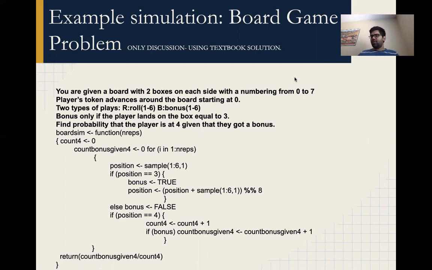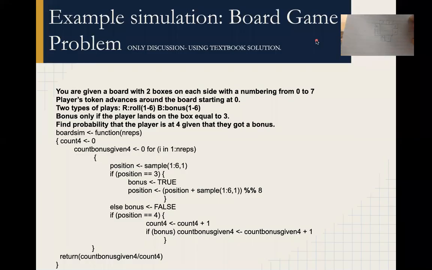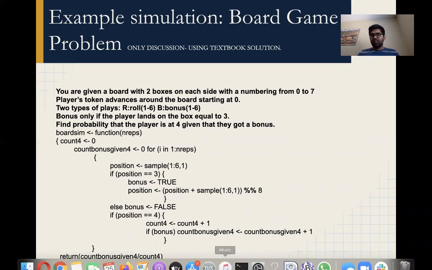Let me draw it for you so that you have a better understanding. I should have had a picture of this while I was recording, so I'm sorry for that. This is the game you have: 8 boxes, 2 on each side, starting from 0, then 1, 2, 3, 4, 5, 6, and 7. You start from 0, you roll the die, and the next time you can get a bonus if you land on 3. So if you go on 3, you get a bonus. We have to find the probability that, if I'm at 4 right now, I had taken a bonus turn.